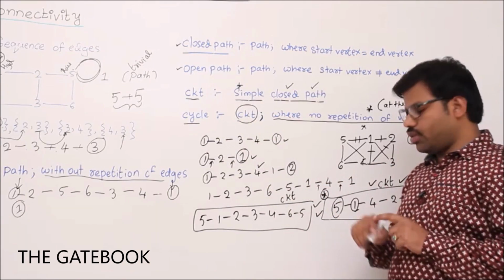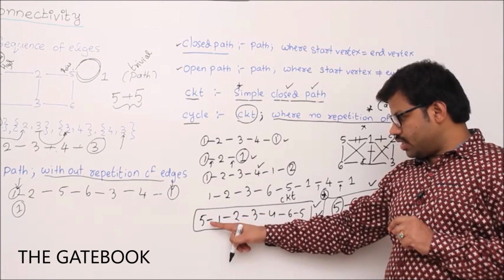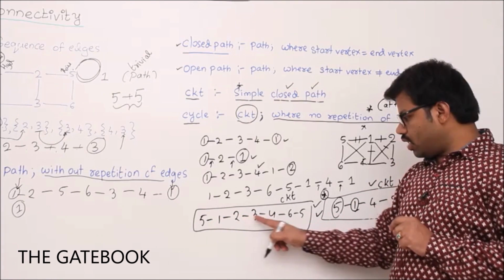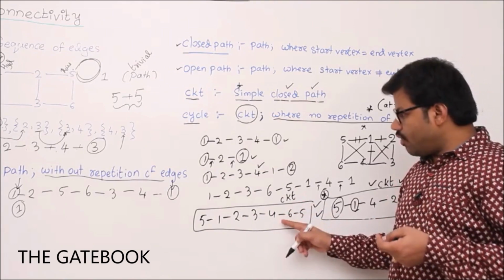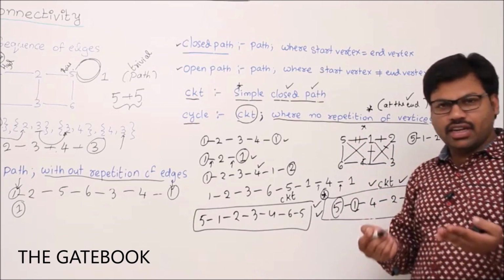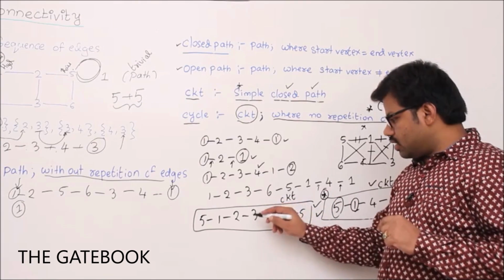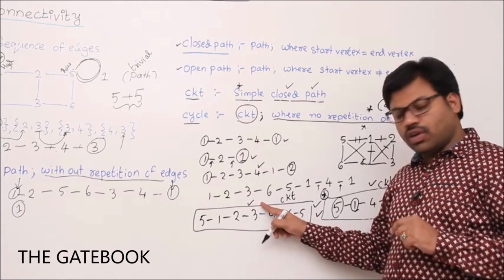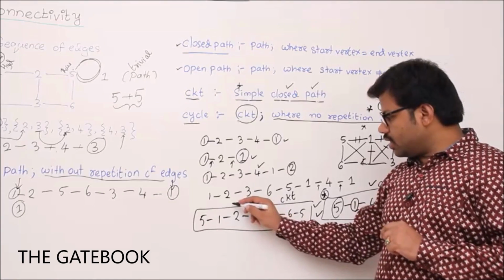Okay, so circuit, simple closed path, simple, no repetition of edges. 5 1, 1 2, 2 3, 3 4, 4 6, 6 5, no repetition of edges. Okay, if you have any doubt, go to the graph and mark the edges. Based on that you can decide whether edges are repeated or not in the problem. Second one, yes, no repetition of edges. Is it closed? Yes, 5 and 5. Yes, simple closed path. So that's why this is a circuit.